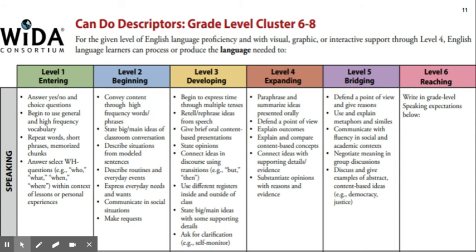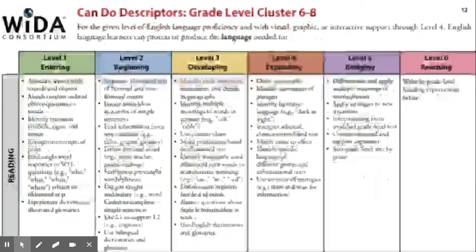Compared to a level 3 student for speaking, they're able to retell phrases and stories. They're able to state their opinions, and they're able to state the big and main ideas. They're also able to ask for clarification. So your level 3 students are the students that can say, hey, I need help. They're self-monitoring. So they're able to know, hey, I'm not understanding this. I need to ask a question.